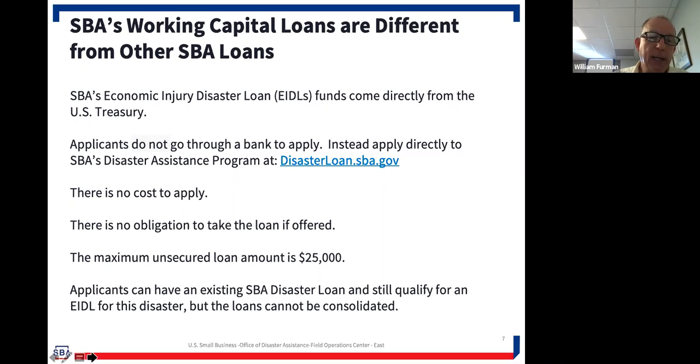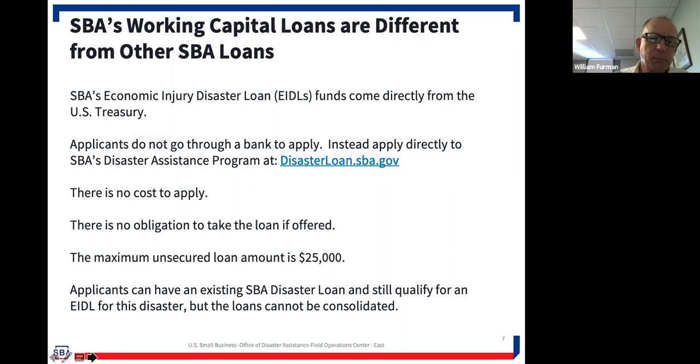If you haven't applied, pay attention. One thing you would need to do is go to SBA.gov. That's the main SBA website. Look at the bottom of the page, and there's a place where you can actually subscribe to receive email updates. It's very important, if you have not applied, to get those updates so that you can apply as soon as that portal is reopened. There's no cost to apply. There's no obligation to take the loan.